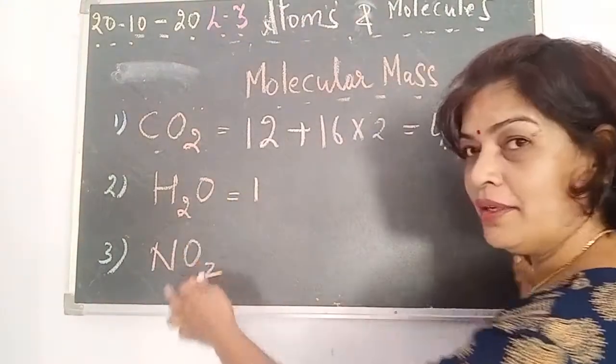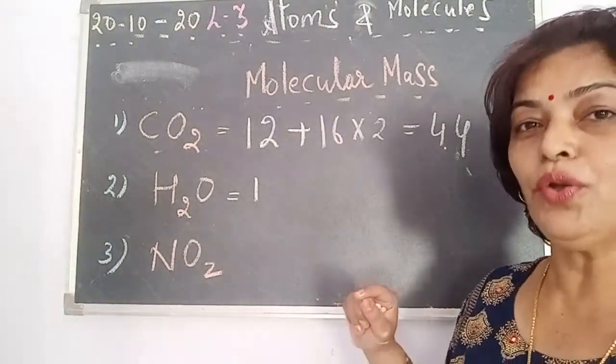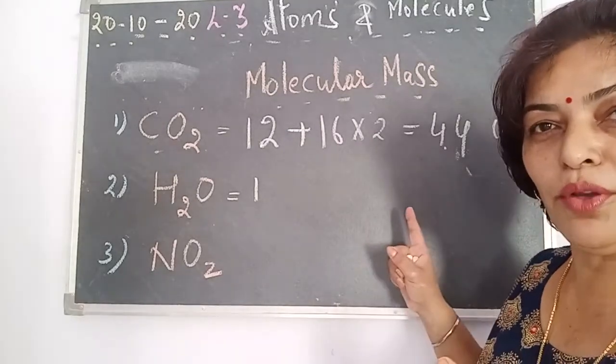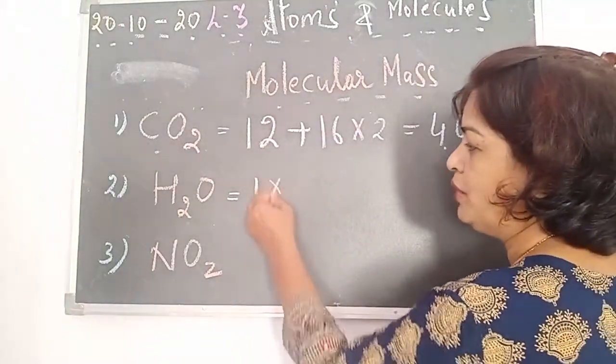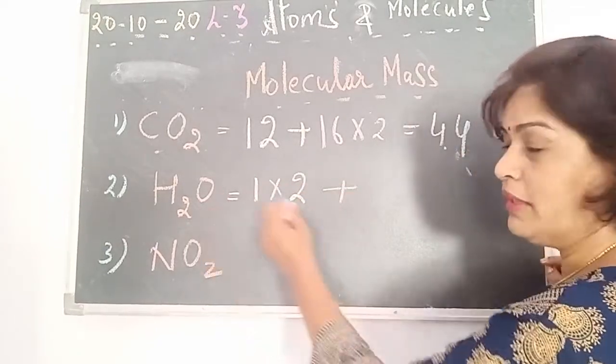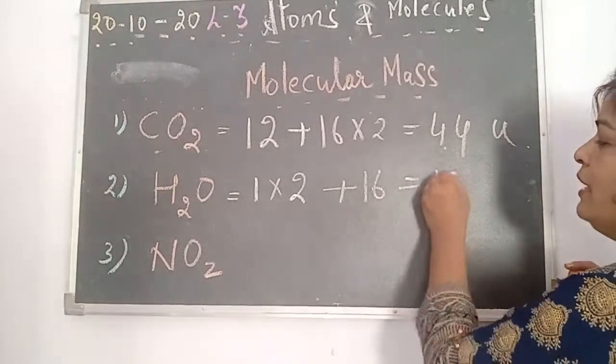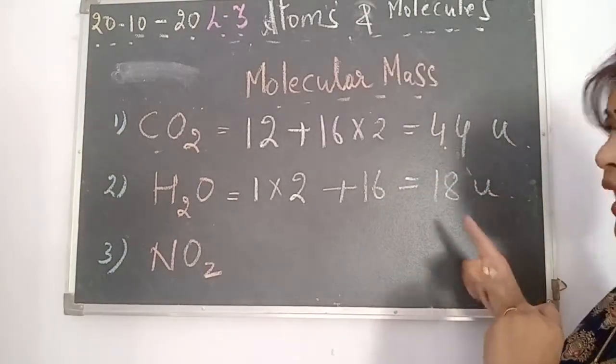So how many atoms of oxygen, children? 2 atoms are there. That is why I taught you atomicity before this particular topic. Okay, now 1 into 2, plus oxygen how much? 16. So it will be written as 18 U.